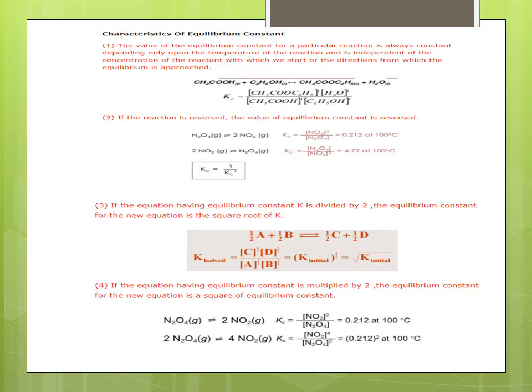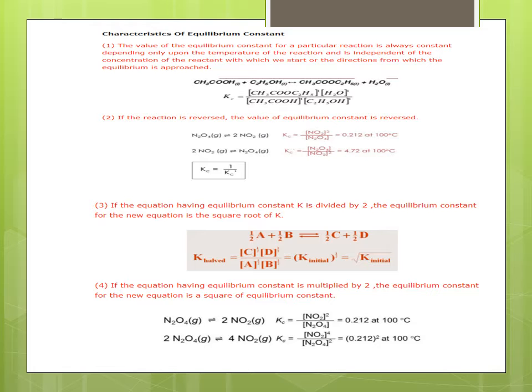Third point, if the equation having equilibrium constant K is divided by 2, the equilibrium constant for the new equation is the square root of K. Means their stoichiometries are divided by 2. Half A plus half B gives half C plus half D. Therefore, K will be equal to under the root of K initial.